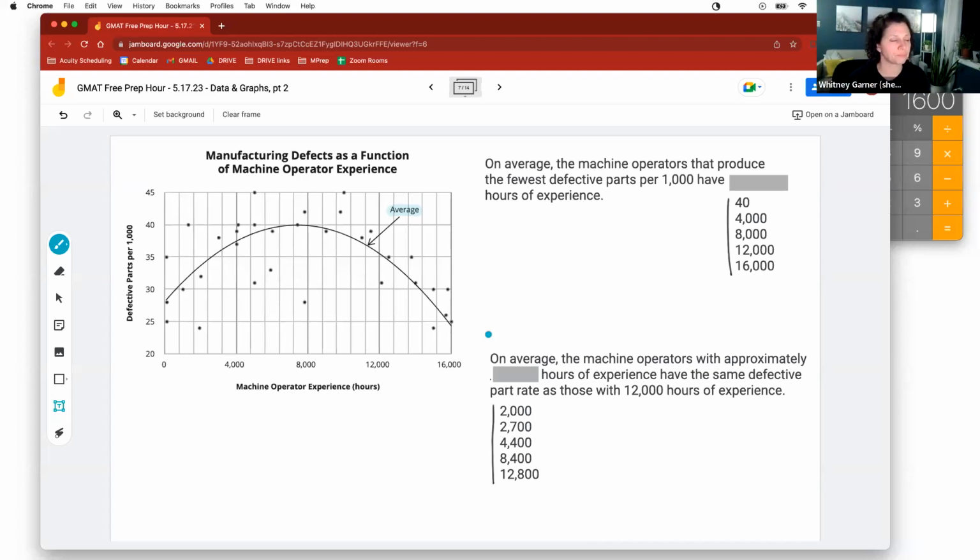No big deal. So I'm going to pick a point first. I'll pick this one right here. I don't know what this point means yet. So this point represents a machine operator who had, this is 4, 5, 6, 7, 8.